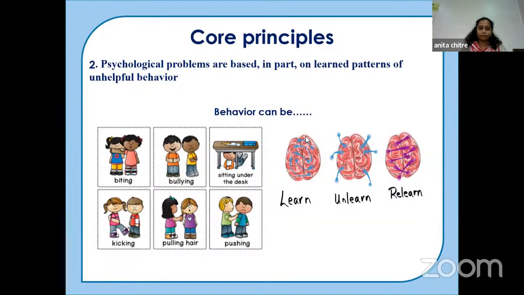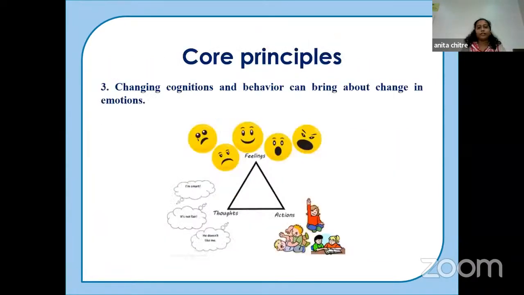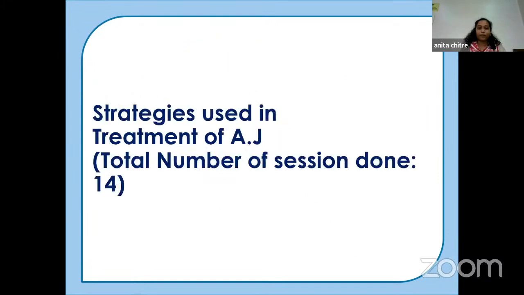The core principles. Psychological problems are based in part on learned patterns of unhelpful behaviors. This is the second core principle: behavior can be learned, unlearned, or relearned. So we definitely have a possibility of relearning what is a maladaptive behavior and getting rid of what we don't want to be a part of our life. The third core principle is that changing cognitions and behavior can bring about change in emotion. So the way we think and act is going to affect the way we feel about situations.